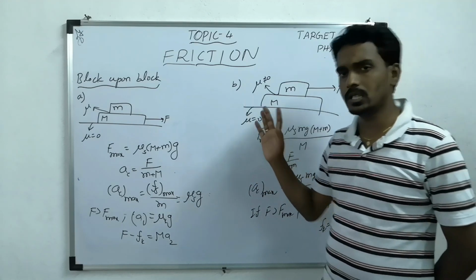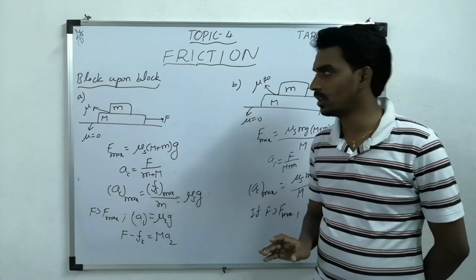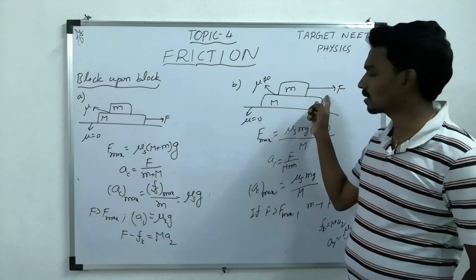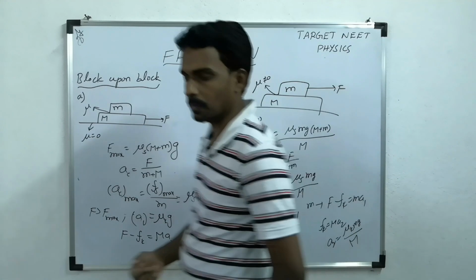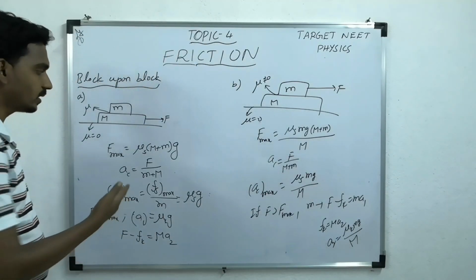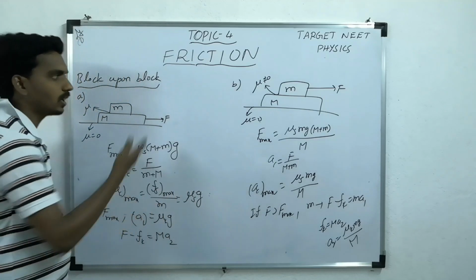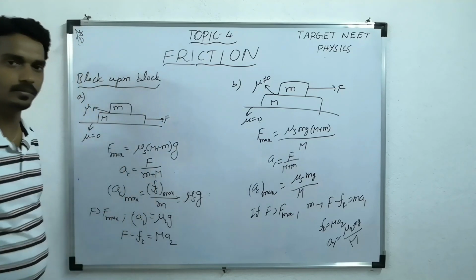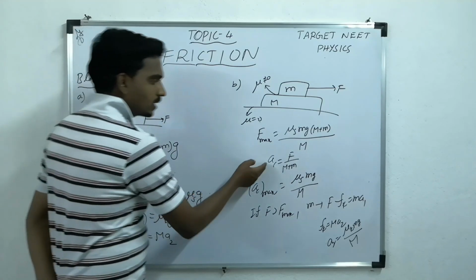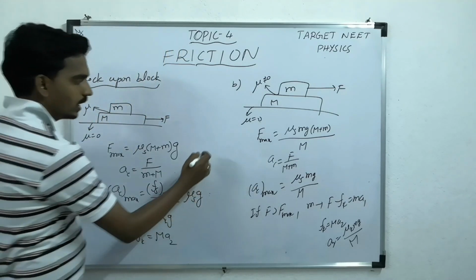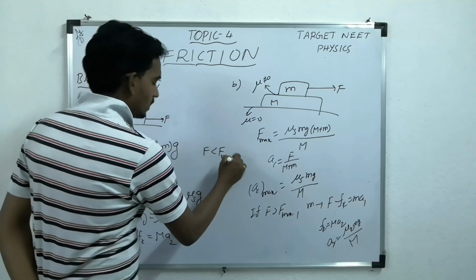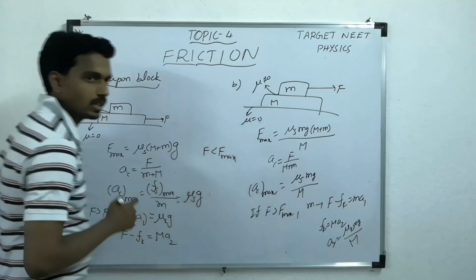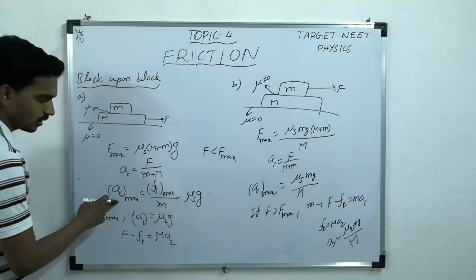Always when you get this question, you have to first check whether the applied force is greater or less than this maximum. If this external force is less than the maximum force you can apply to move them together, then the common acceleration is the resultant force by total mass, because now they act like a single system of mass m plus M. So this is the common acceleration for F less than F max.